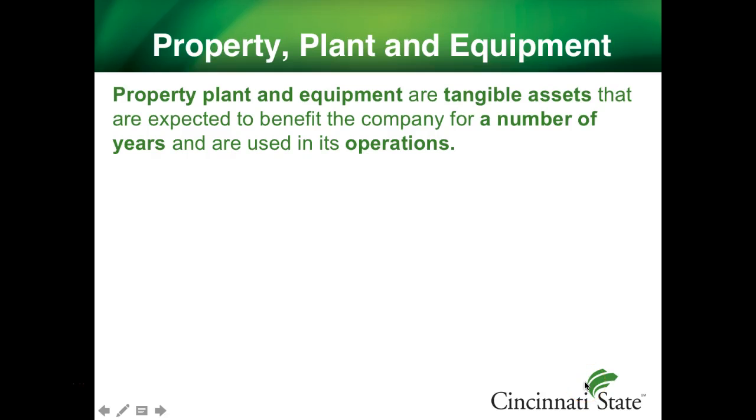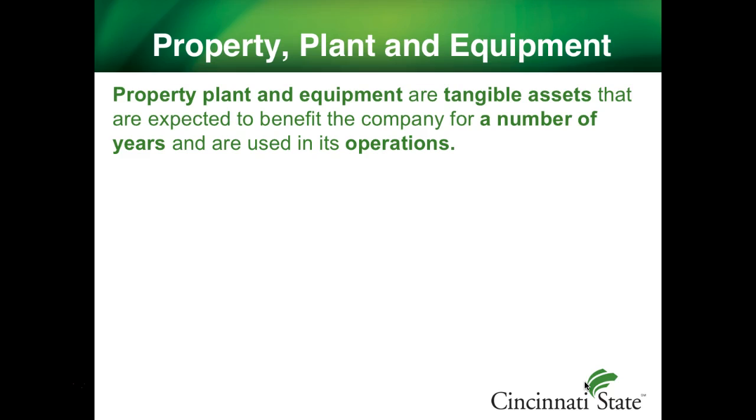Property, plant, and equipment are long-term tangible assets that are expected to benefit the company for a number of years and are used in its operations. This category can also be labeled as fixed assets, capital assets, or PPE. Examples include land, buildings, machines, computers, vehicles, etc.